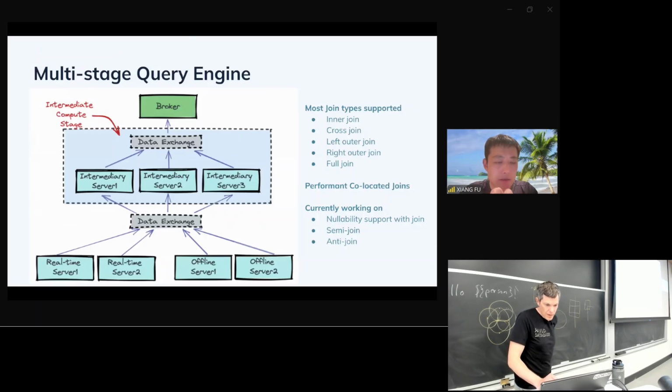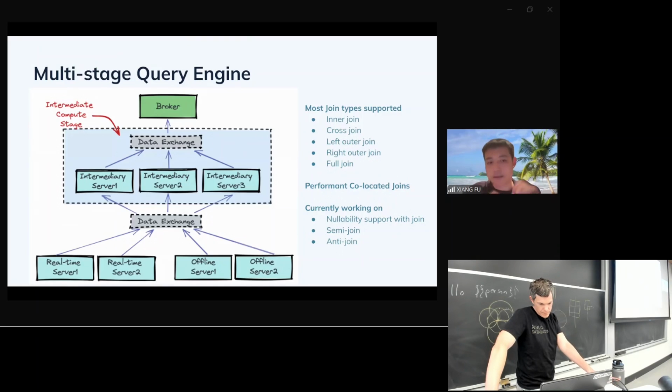This is something we are building recently. We call it the multi-stage query engine, to support different types of joins. Since Pinot is a super fast query engine, we do a lot of heuristics, especially for joining use cases. We try to collocate the data so that from the join perspective, you don't have to do much cross-node exchange, and a lot of things can just happen locally.